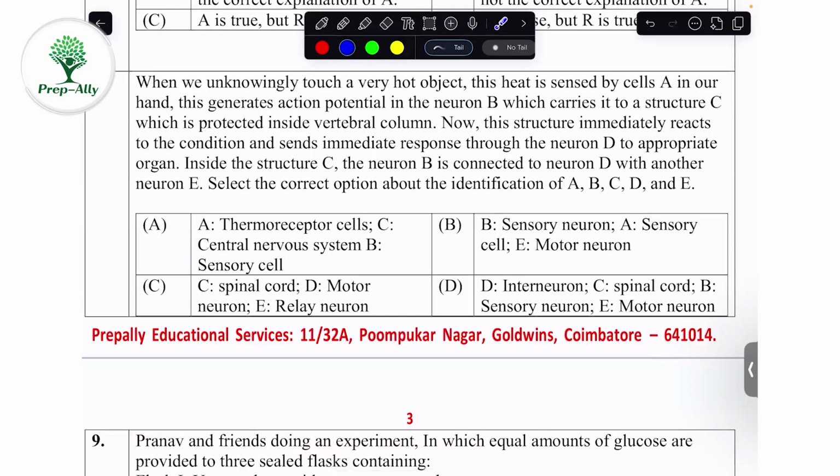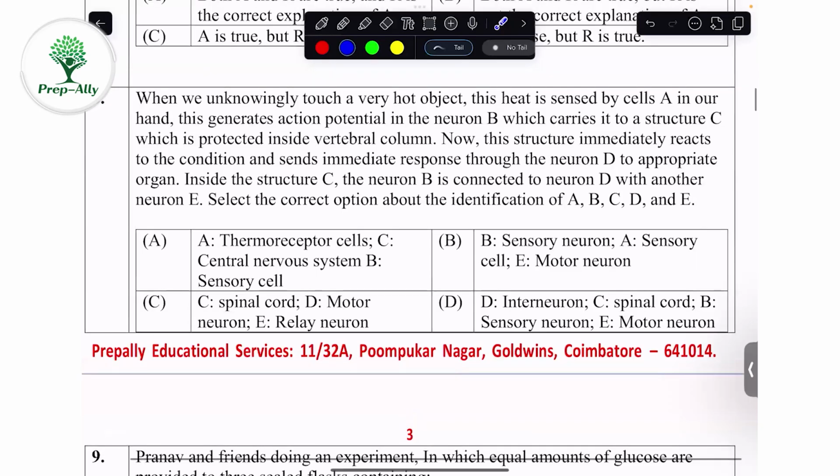So they have given a case study question like that. It's about the reflex action pathway, the reflex arc actually. They ask you to find what A, B, D are, and you have to find which of the options is applicable for the respective alphabets. As the question is a bit lengthy, you can go through the options. That is a quick, smart way.